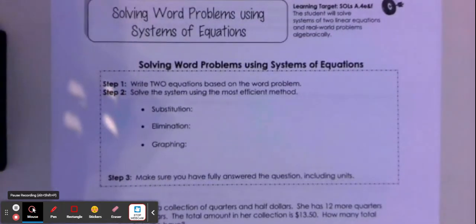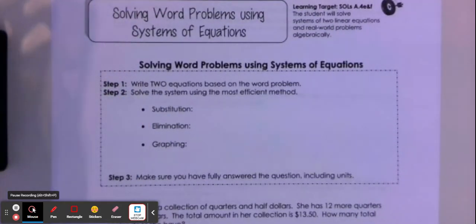And welcome. You should be on page 29 of your Algebra 1 Quarter 2 notebook. In this video, we're going to talk about solving word problems with systems of equations.